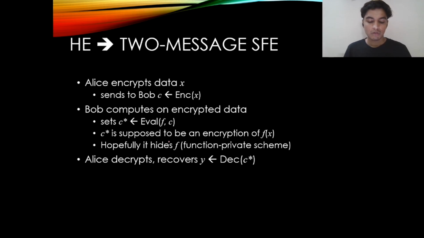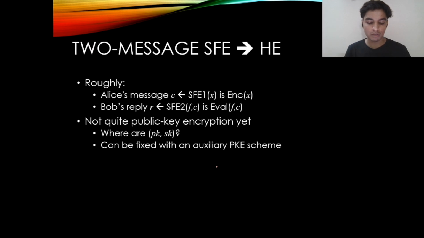From homomorphic encryption to SFE. Using homomorphic encryption, Alice encrypts x, and the encryption of x gives the ciphertext c. Bob evaluates on the ciphertext c, and then Alice decrypts to get f(x). No function is revealed to Alice, and Bob never sees x. So this was the case that we wanted.